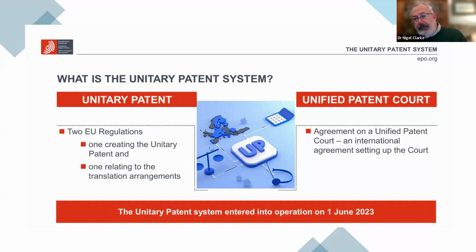And there's the Unified Patent Court. If you have a unitary patent for a number of countries, you need a court system to oversee litigation and legal proceedings, and there has to be a corresponding Unified Patent Court. And the unitary patent system entered into operation on the 1st of June last year.